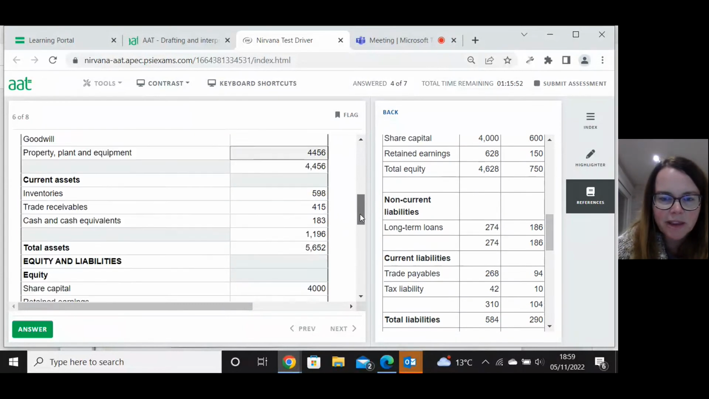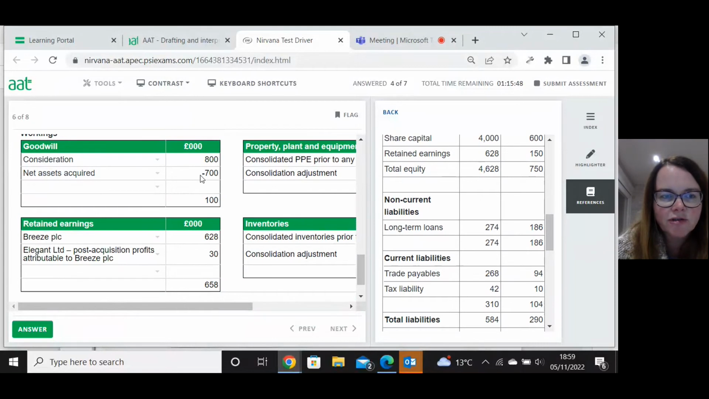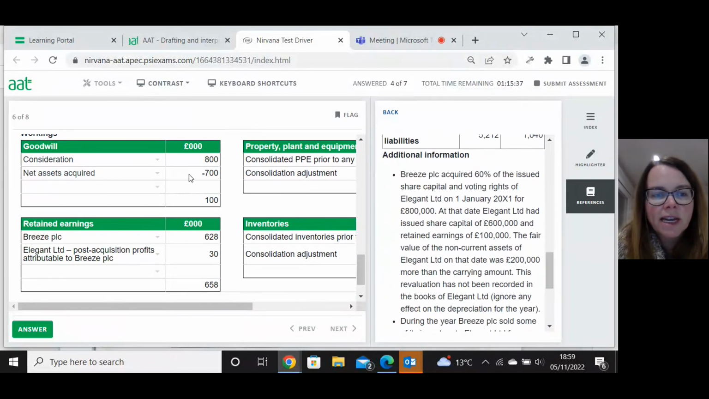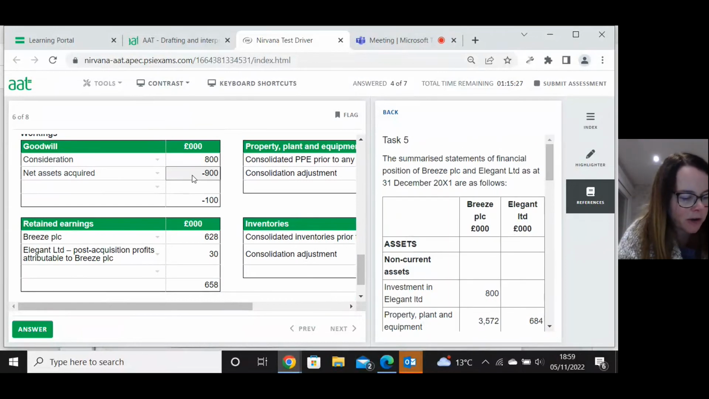The other thing that I have to do with that is increase the net assets acquired by that 200,000. I've got a brain like a sieve. It is 200,000, isn't it? Let's just check. Yeah, 200,000. So I now need to change this net assets acquired figure to be 900. Right, and on my Goodwill T account, I've got the 600, the 100, and the 200 all shown separately, but that all equals the net assets acquired that's in this Goodwill working of 900. I'll show you my T accounts at the end with my workings, just so you can have a look if you need to.